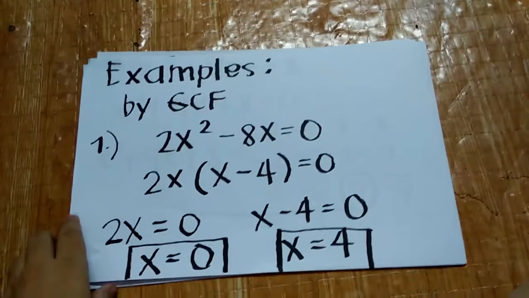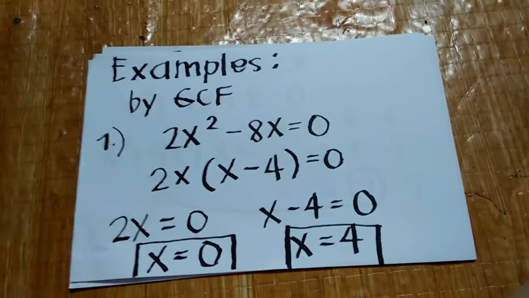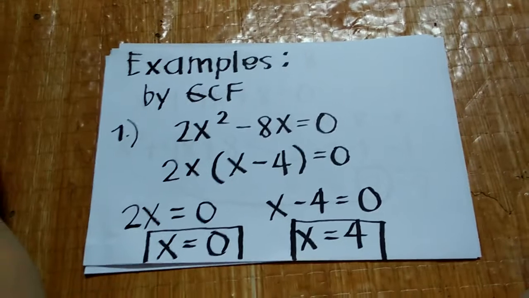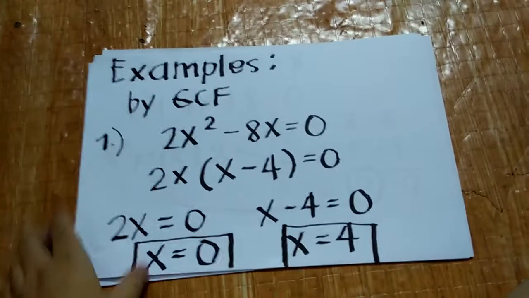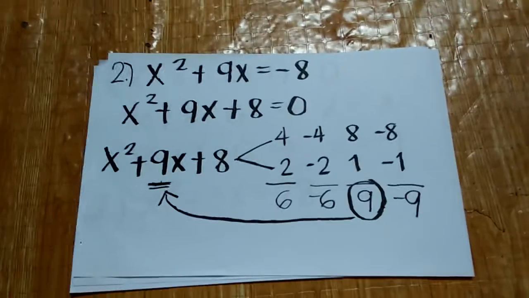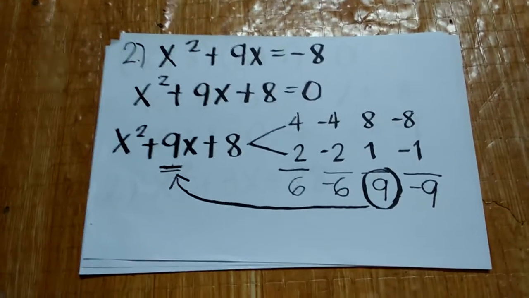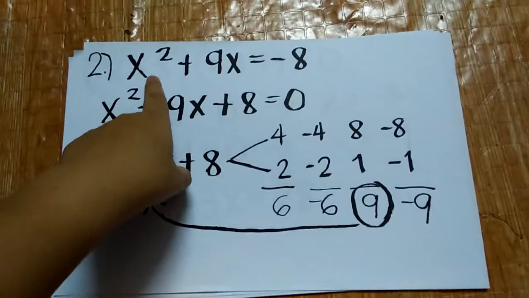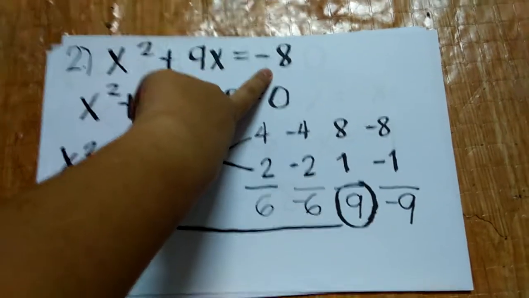So, the roots of the quadratic equation in number 1 are 0 and 4. Tandaan, palaging dalawa ang roots ng quadratic equation. Okay, lagi dalawang number. Okay, next. Tignan naman natin yung pangalawa. Makikita nyo sa pangalawang example, ayan, 3 terms na, hindi na siya 2 terms. So, hindi na natin gagamitan ng GCF. Iba na yung gagamitin natin. So, the given is x squared plus 9x is equal to negative 8.